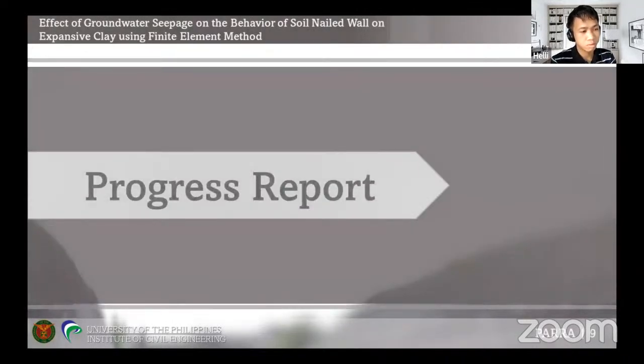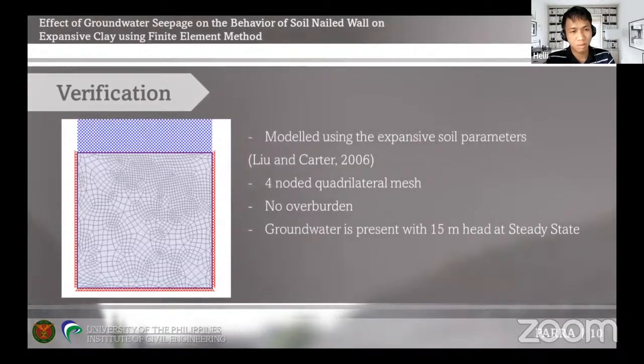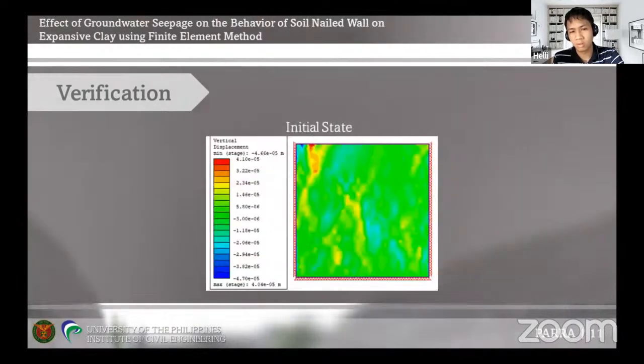And now, here is my current progress. I already have the result of the verification model. The model is a simple 10 meters by 10 meters soil that is subjected to a 15 meters head steady state groundwater seepage without any overburden.